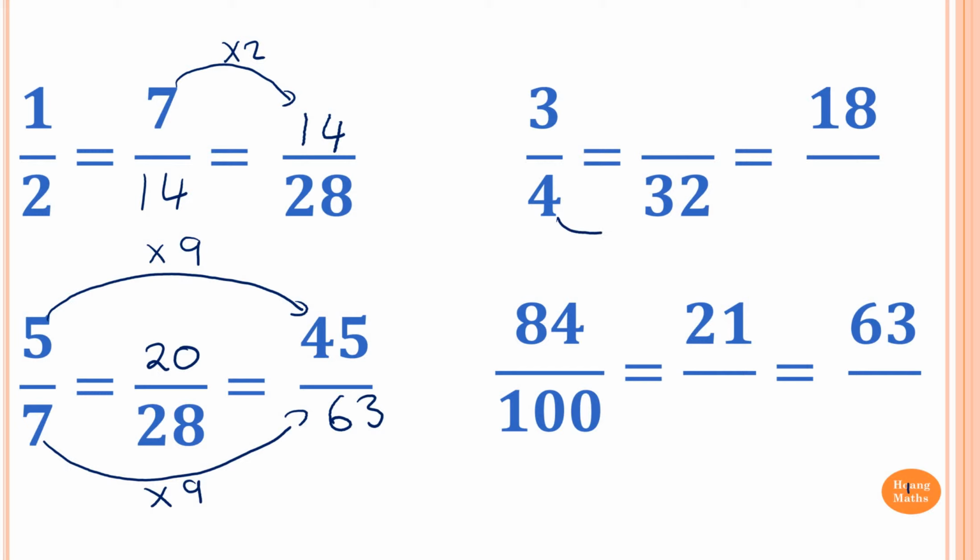3 over 4 is equal to something over 32. So we know that from 4 to 32, we times this by 8. So 4 times 8 is 32. So the top times by 8 as well. So 3 times 8 is 24.